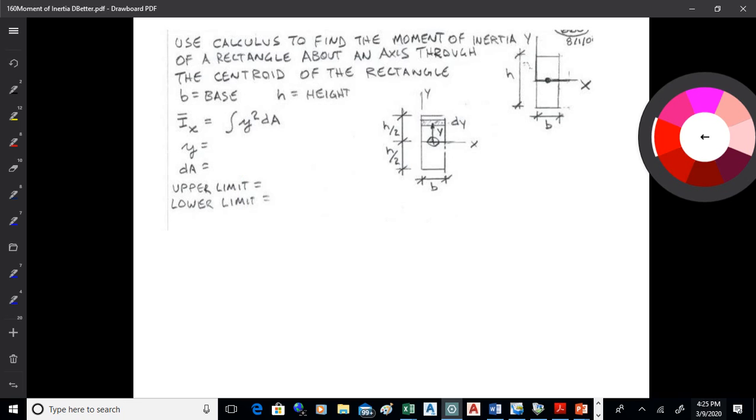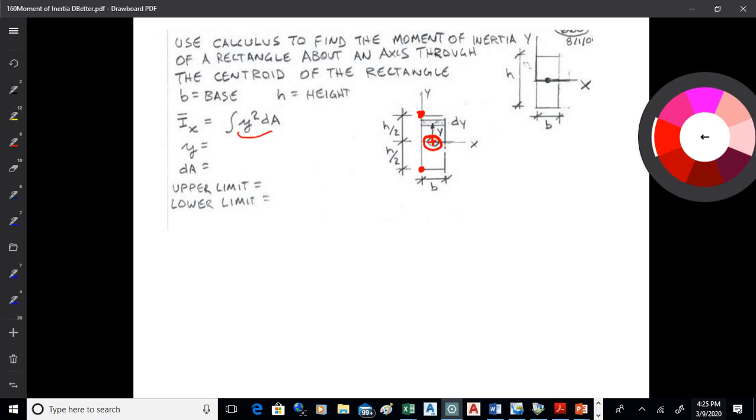All right, we've got the base and the height. So we're going to calculate it about this centroid here. We're going to use this y squared dA formula. When we start integrating, we'll start at negative h over 2, and when we finish, we'll stop at h over 2. Those will be our limits of integration.